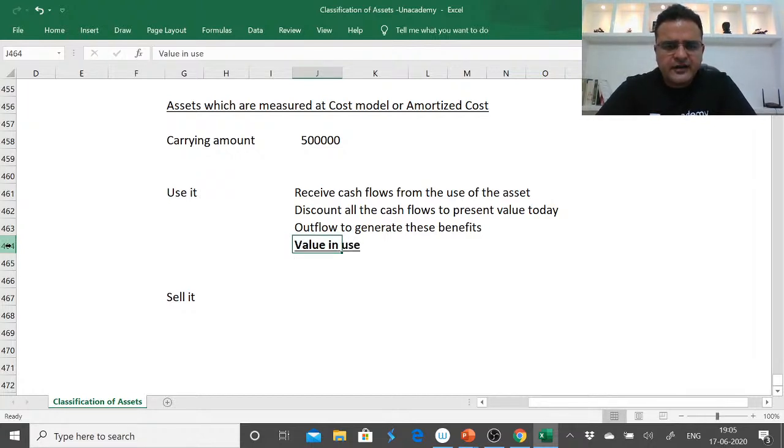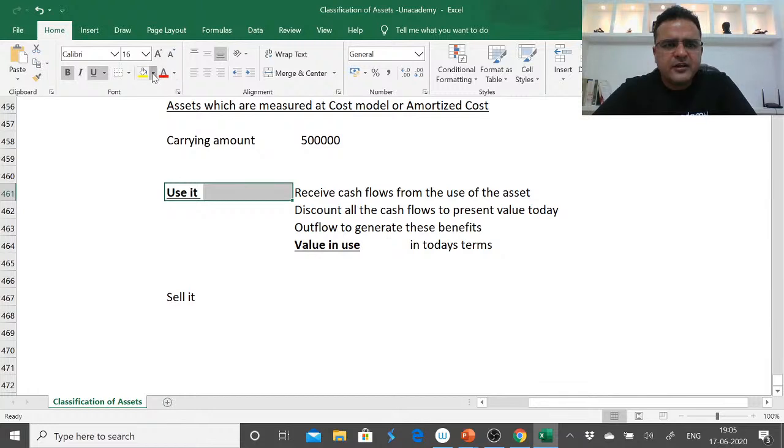Now we are arriving at this value in today's terms, value in use in today's terms, expecting the cash flow we're going to receive over a period of time, discounting them to present value today. If there are any outflow, we deduct that outflow also, and we get the net inflow in terms of value in use. That is, if we use this asset, what is the value we are going to get by using this asset?